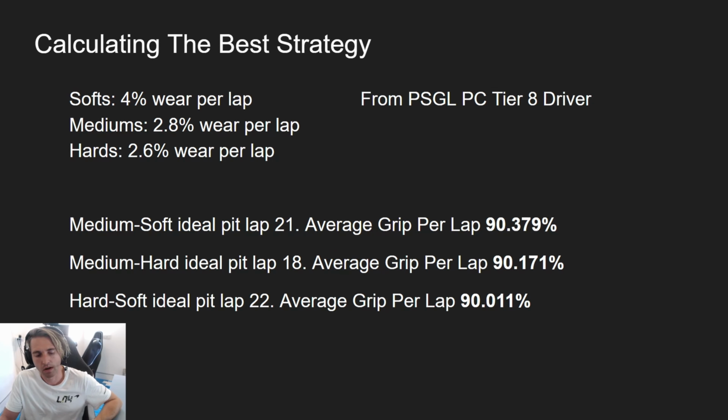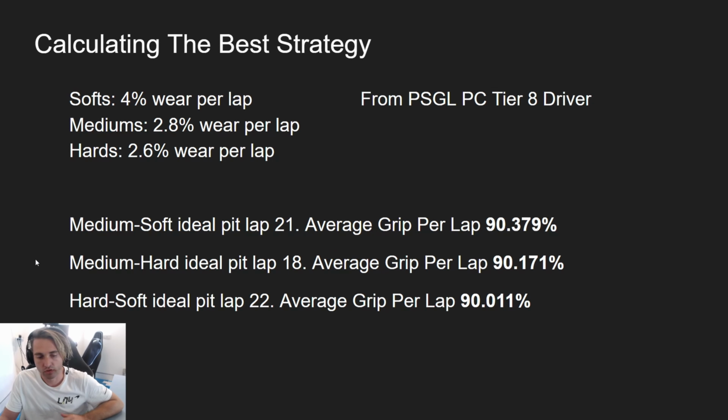One way to think about why the hard soft is so bad is the mediums have very similar wear to the hards, but they have about 1.5% more grip. So that's why you always kind of want to use the medium tires. So it's whether you add in a soft or you add in a hard.